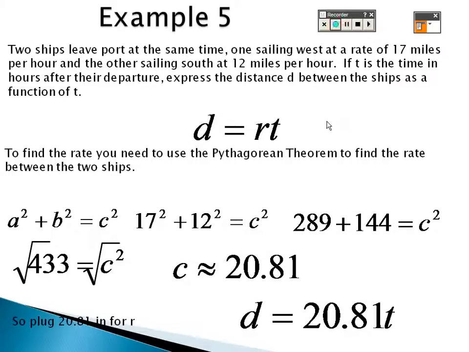So we plug that in for the r because that's the rate, so there would be your equation. If you wanted to find the time that it would take to get there, you plug in a number for t.